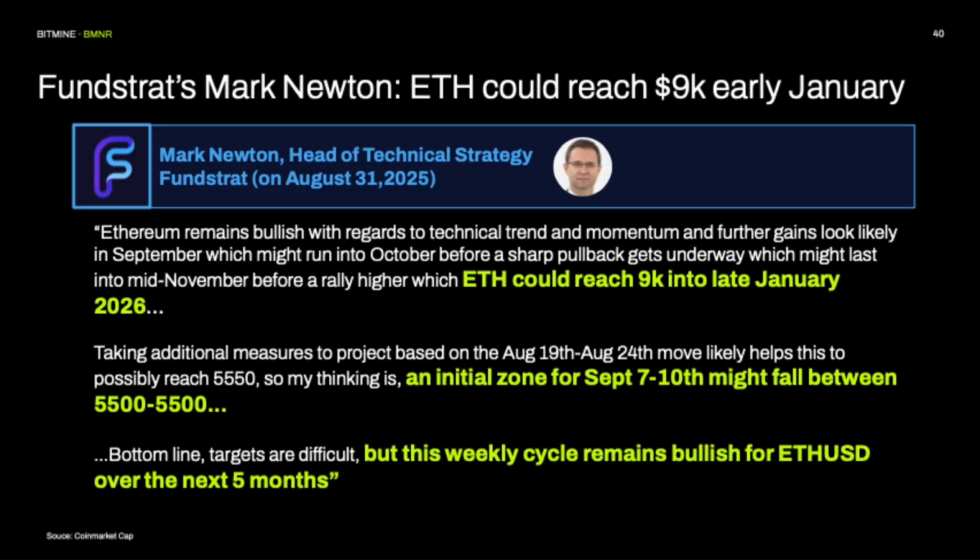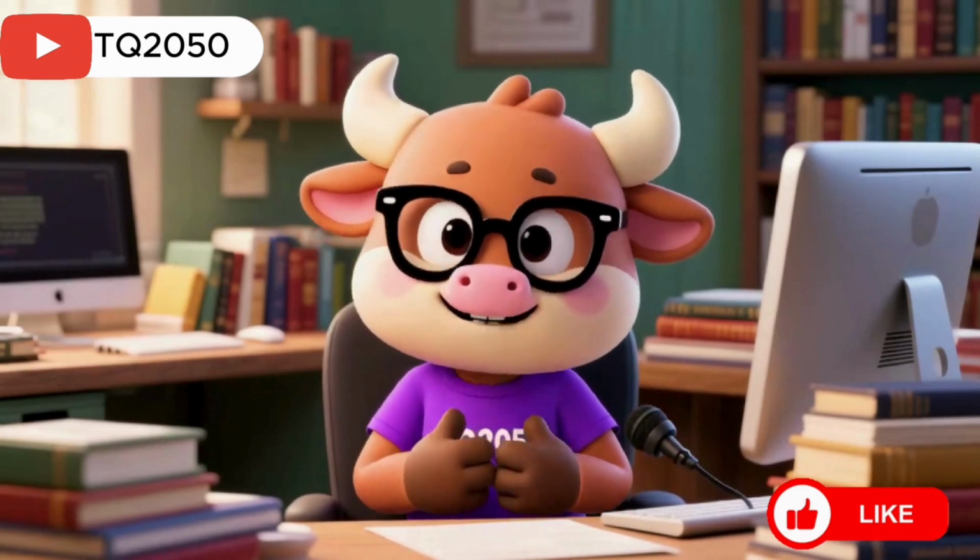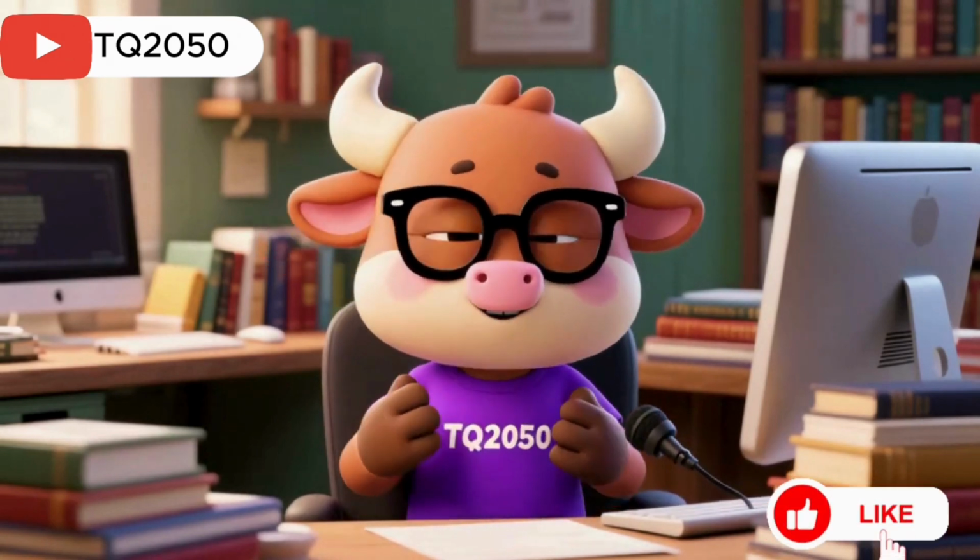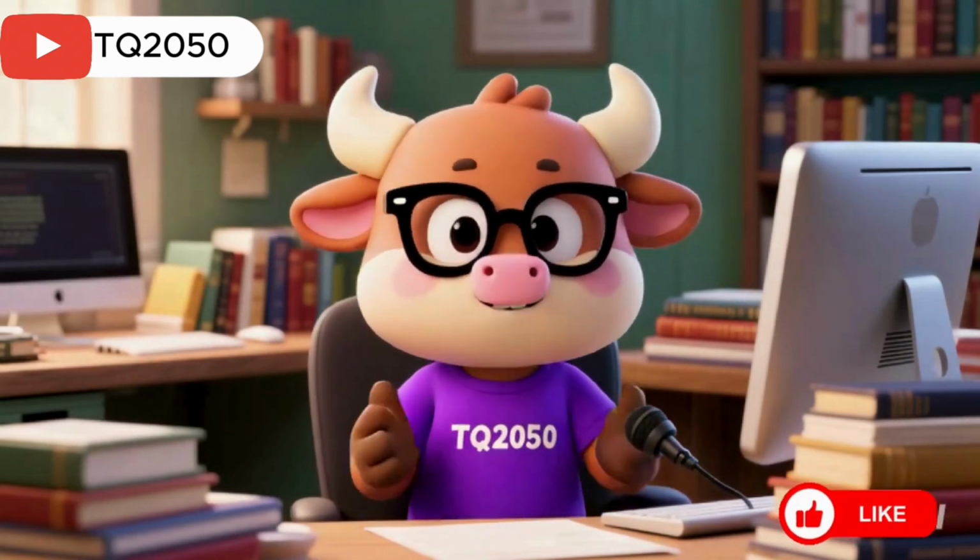Finally, another TA angle. Fundstrat's Mark Newton calls for 9K by Jan 2026. That adds weight to the $10K case. My take as an independent researcher, $10K is ambitious but cycle plausible if macro eases, ETH/BTC strengthens, and stablecoin and RWA rails keep compounding. $60K is a decade-long vision. It assumes Ethereum truly becomes the global settlement layer and financial internet.